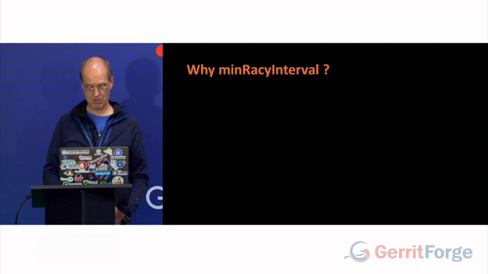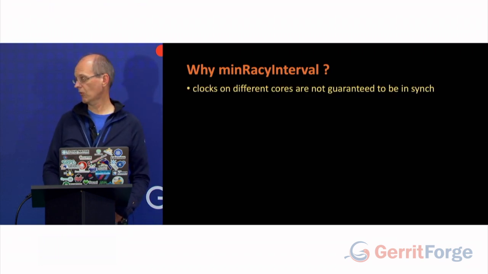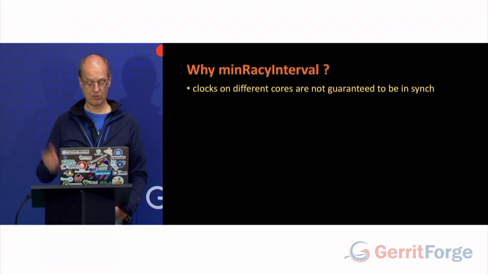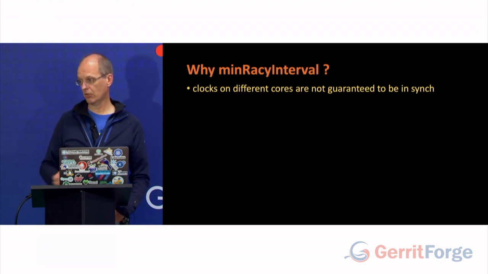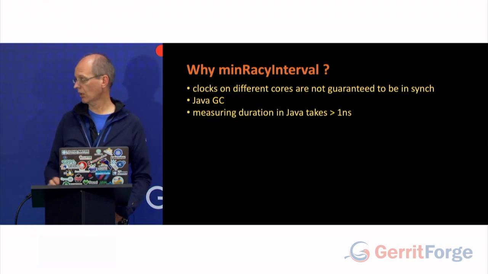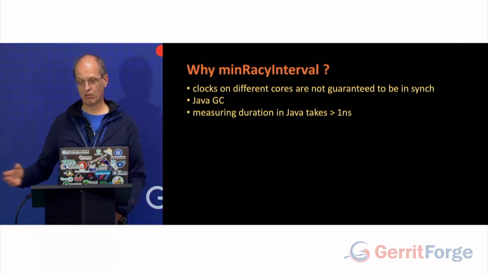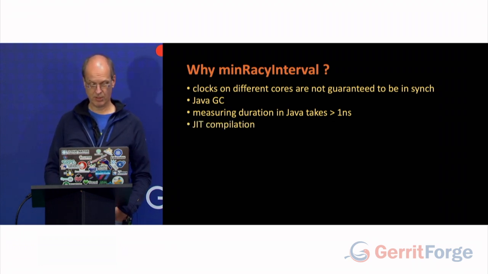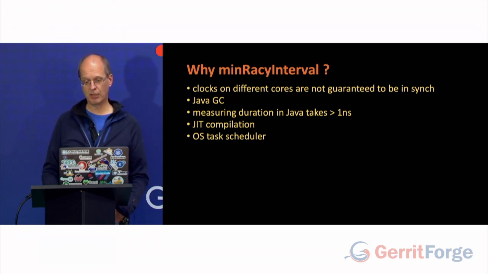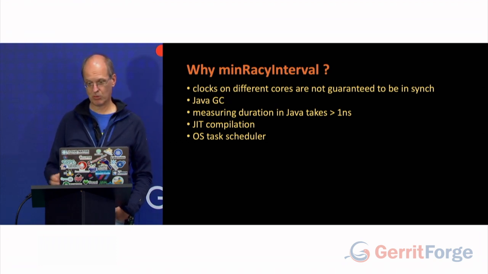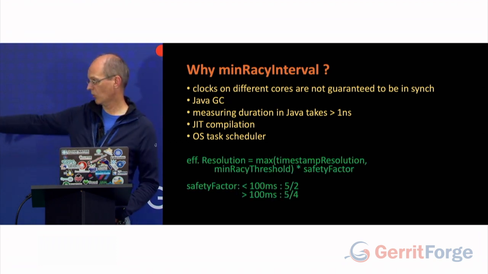Why this effect? So there are many, many reasons. I'm not really sure what is the leading reason. One problem is that clocks in different cores are not guaranteed to be in sync. Java GC may affect these measurements. Also, measuring the duration of time in Java takes more than 1 nanosecond for sure. JIT compilation may be an issue. The OS task scheduler may have an effect, and in the end, we typically don't use a real-time operating system and also not real-time Java.